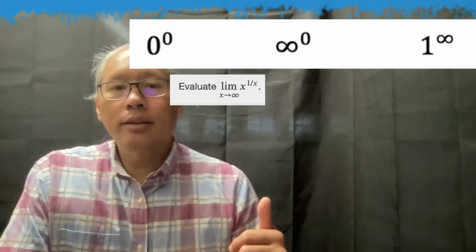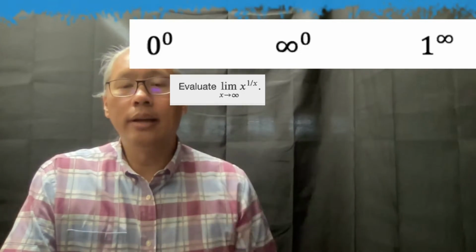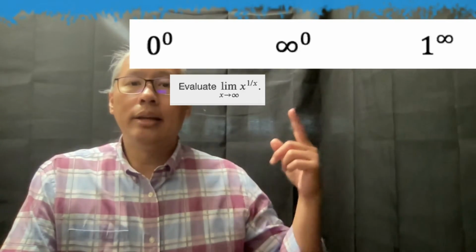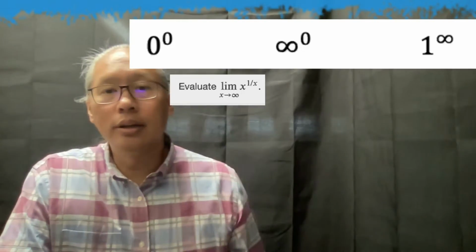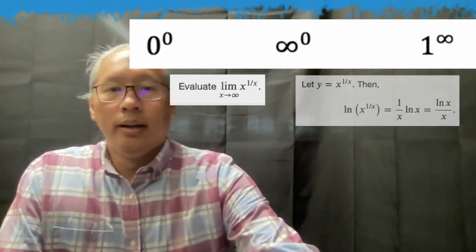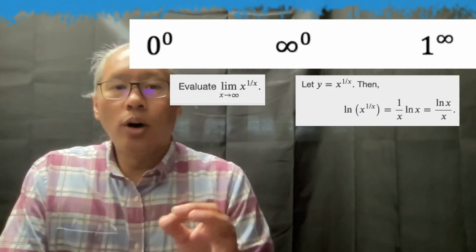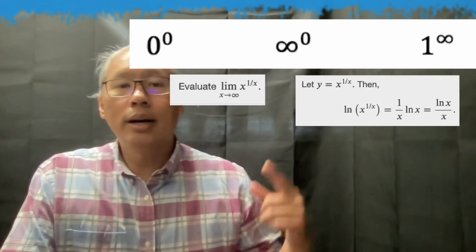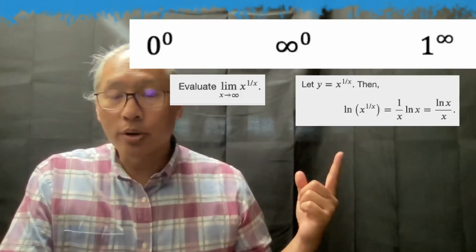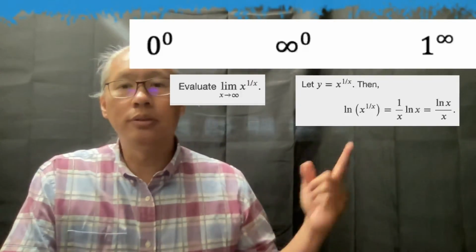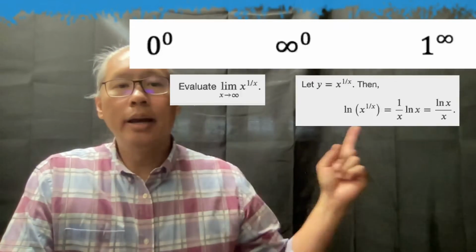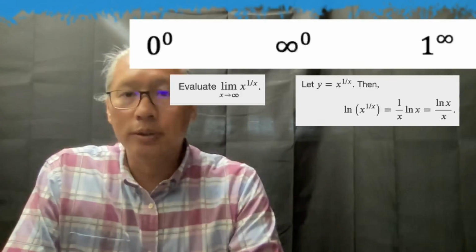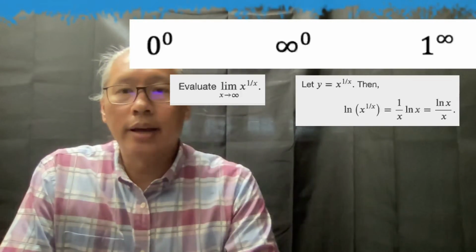So for example, if you have x raised to the 1 over x power, where x goes to infinity, we're going to have infinity as a base, and then the power is going to go to 0. So this is the infinity to the 0 case. The idea is to let y equal that function, and then you take the ln of both sides. When you take the ln of both sides, you get to rewrite your power function, or that something to the something function, and write it as a fraction. So once you write it as a fraction, then you're able to apply L'Hopital's rule for that case.